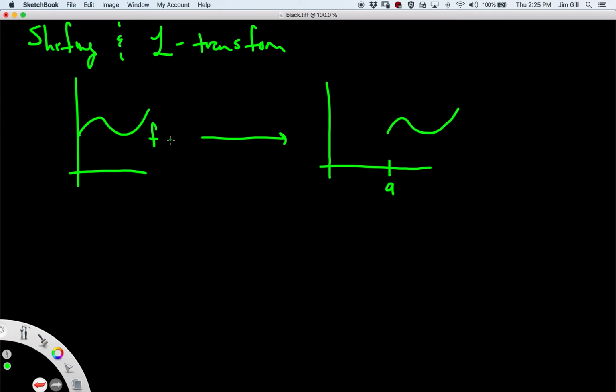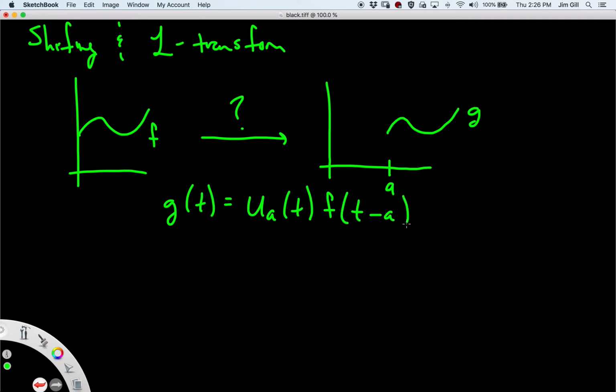I had some original function, f, and now I want to delay f from happening until time a starts. And the question is, how do we do this? What does this arrow look like? Well, I argue that this would be called a function g, and g we could write as the Heaviside function turned on at time a times the function f shifted by a. Right? Perhaps you want to pause and think that through, but that's not too difficult, just some elementary shifting of a function.